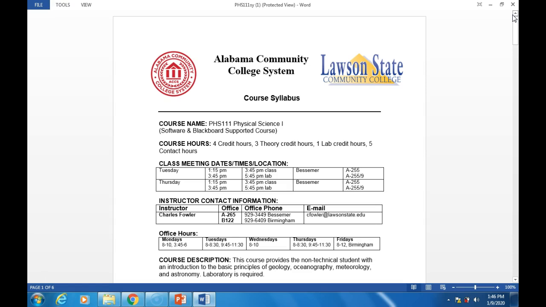This course provides the non-technical student with an introduction to the basic principles of geology, oceanography, meteorology, and astronomy. Laboratory is required. Now, that's the way they write it. The way I teach it is the way most books put it together. Okay, now let me tell you something about the books as well.